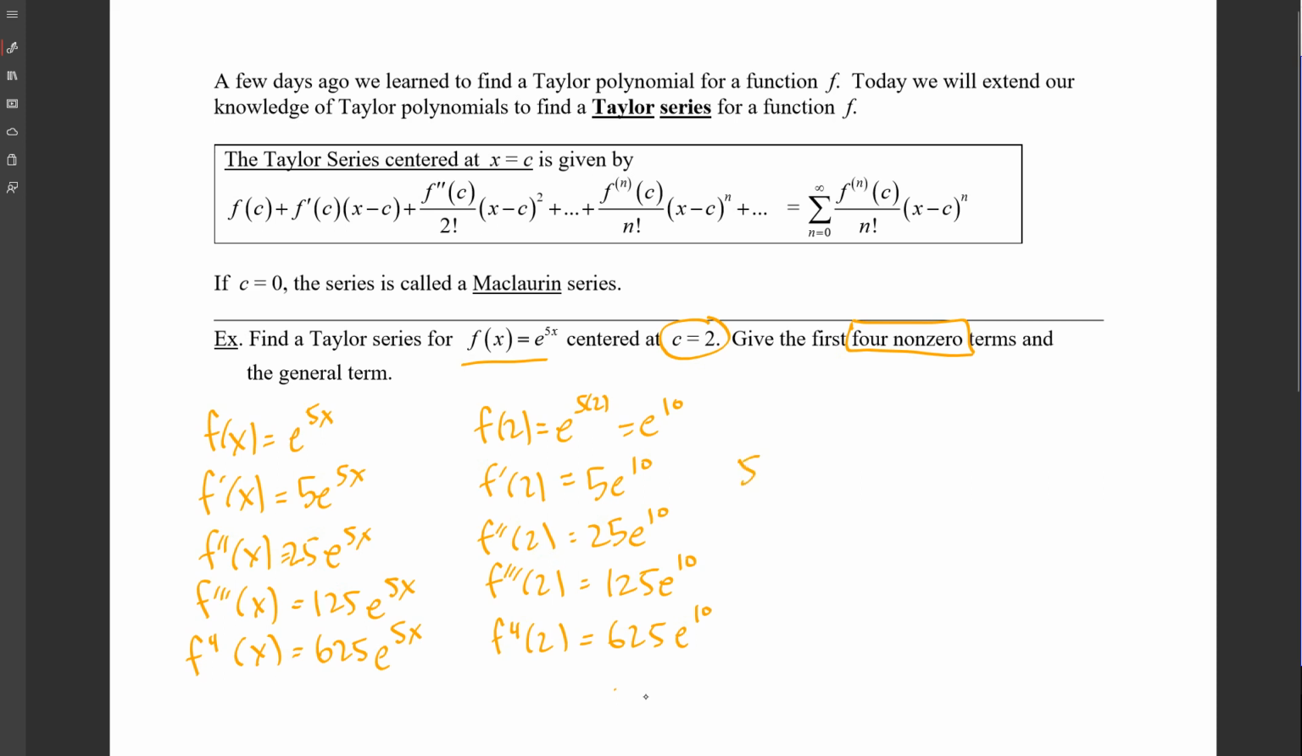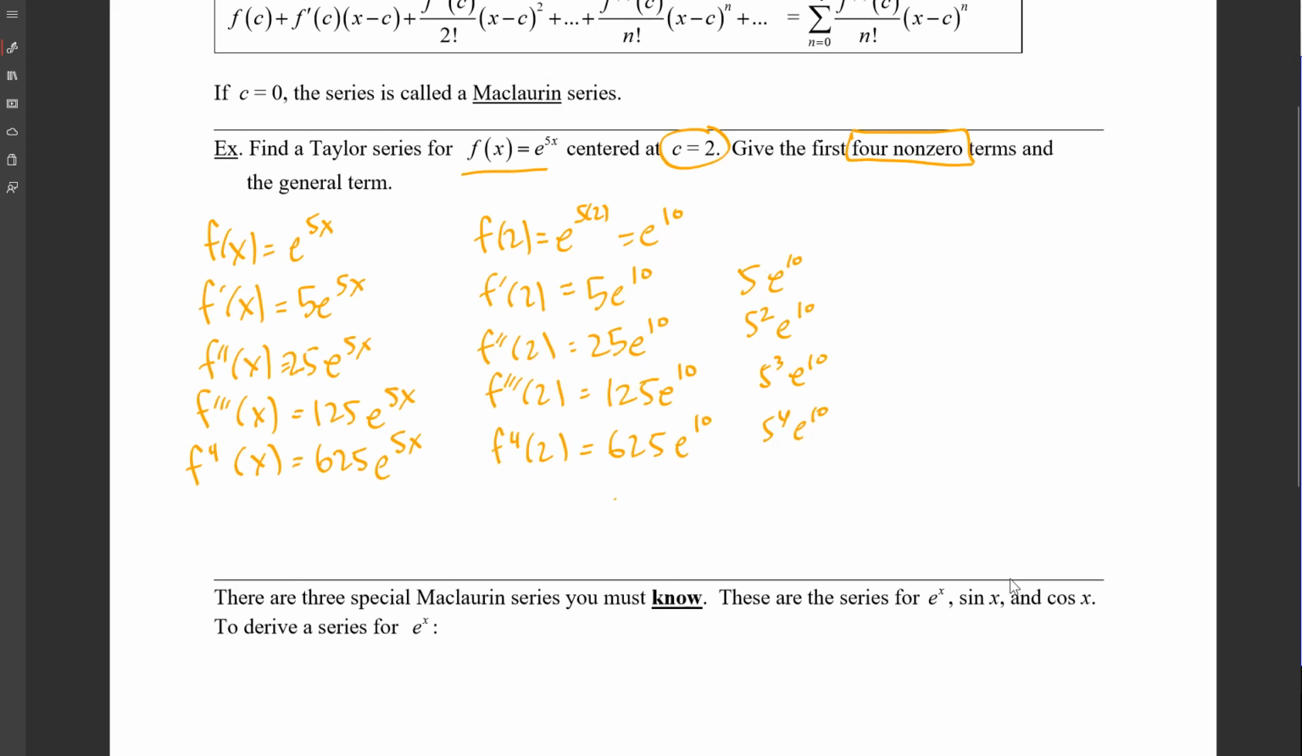So this would be 5e to the 10. This will be 5 squared e to the 10. This is 5 to the cube e to the 10. 5 to the fourth e to the 10. I see kind of that pattern. All right, so let's go ahead and write my Taylor series. I want the first 4 non-zero terms.